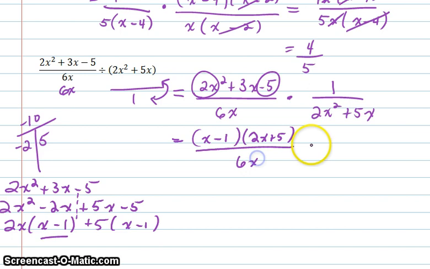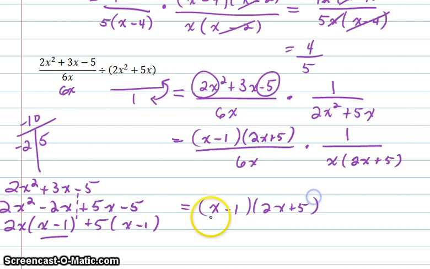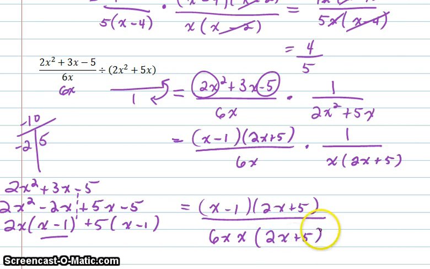over 6x. And then we're going to multiply that by 1 over, we have a common factor of x, so we bring that out front, and then we have 2x plus 5 left over. Now we're going to multiply across, so we have x minus 1, 2x plus 5, over 6x times x times 2x plus 5. These 2x plus 5's cancel out, so we're left with x minus 1 over 6, and then x times x, you remember, is x squared. And that's our final answer.